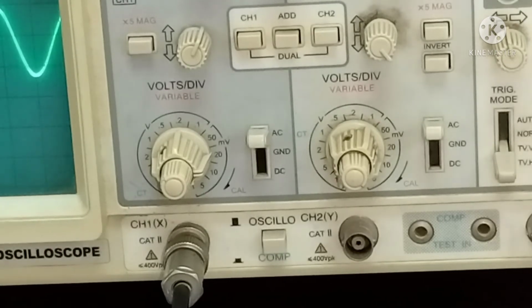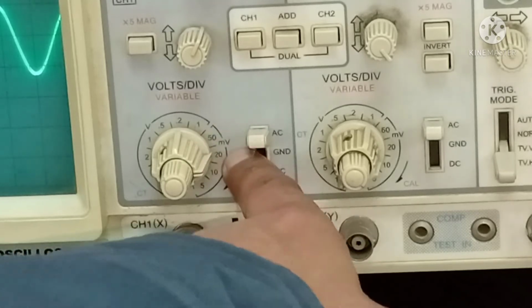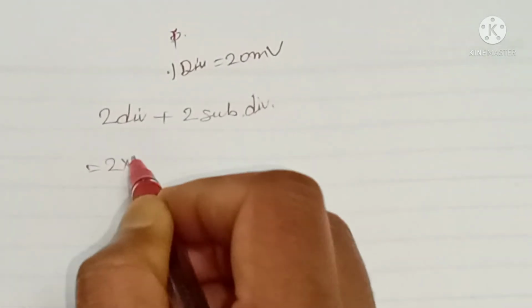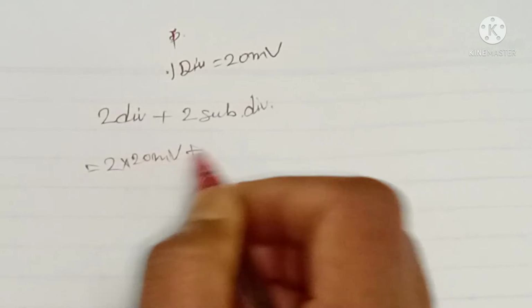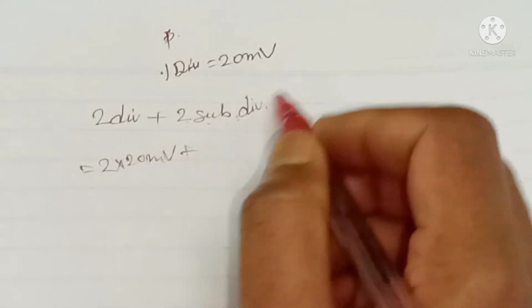Whatever range is selected, that much voltage per division. So 1 division equals 20 millivolt. Now I am going to convert this into different values. Now you can see 1 division equals 20 millivolt. So 2 divisions means 2 multiplied by 20 millivolt. That is completed. So now 2 subdivisions. Now I have to find the subdivision in terms of volt.